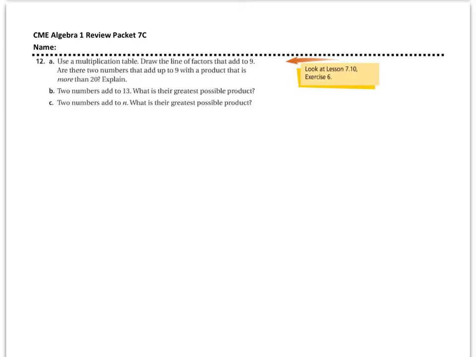Number 12, use a multiplication table. Draw a line of factors that add to 9. Are there two numbers that add up to 9 with a product that is more than 20? Explain. So look at the multiplication table, or if you don't have one with you, you can always make it.